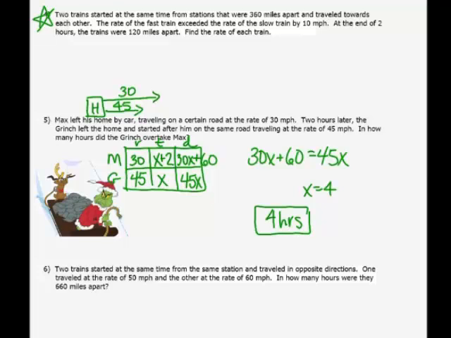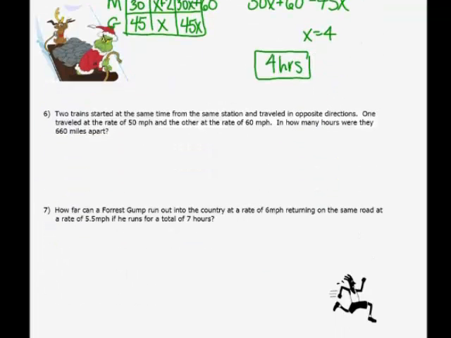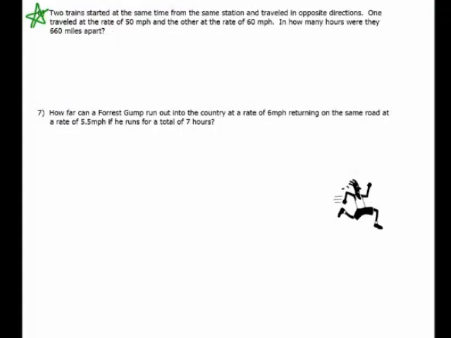All right, number 6 is kind of like number 1 and 2, so I'm going to let you guys work on that one. So I'm going to take care of number 7, the Forrest Gump problem, since that one is one of our remaining types of motion problems. How far can Forrest Gump run out into the country at a rate of 6 miles per hour, returning on the same road at a rate of 5.5 if he runs for a total of 7 hours?